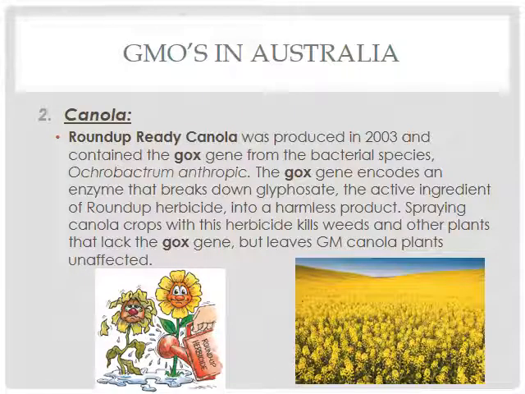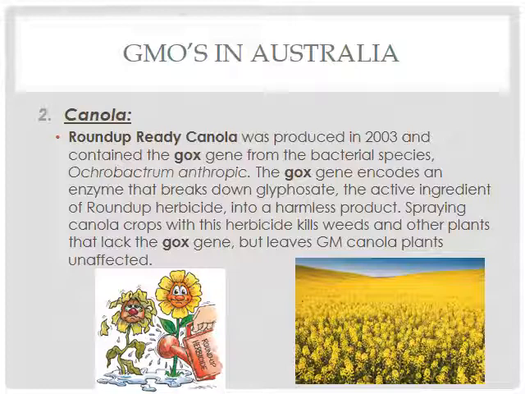Canola plants are another crop that we've genetically modified. So in 2003, we took a gene called the GOX gene from bacteria, and that gene codes for a protein, an enzyme, that breaks down a chemical called glyphosate, which is an ingredient in a herbicide called Roundup. So herbicides are things you spray on plants that kill plants. You use them to try and get rid of weeds.